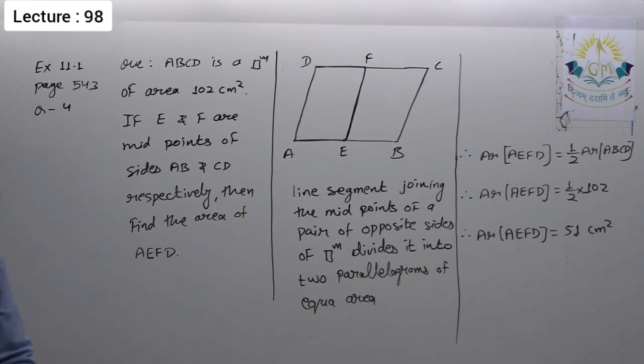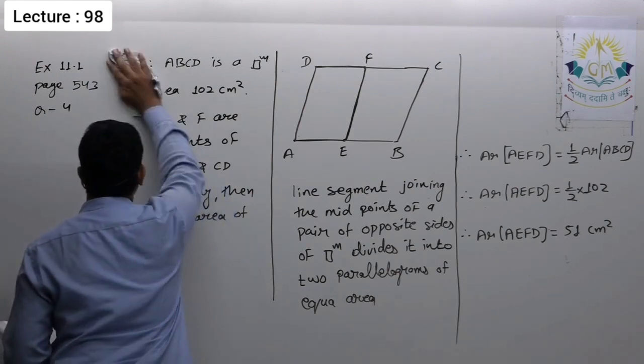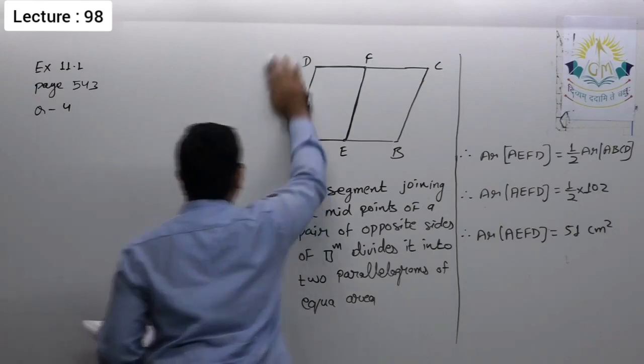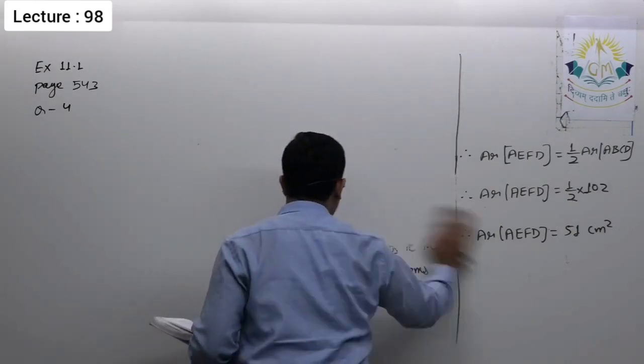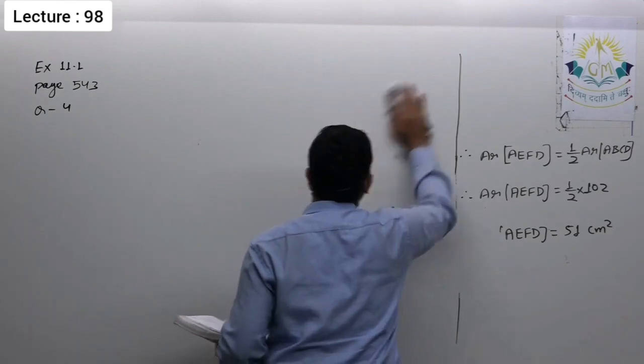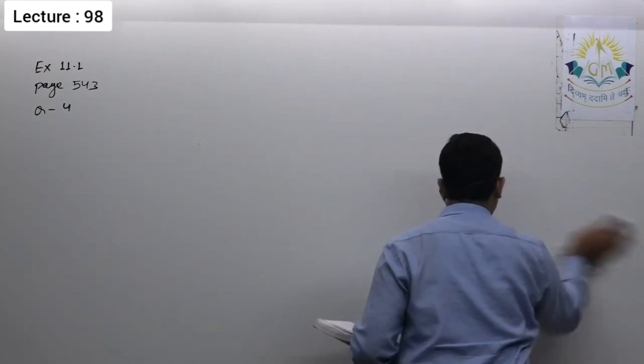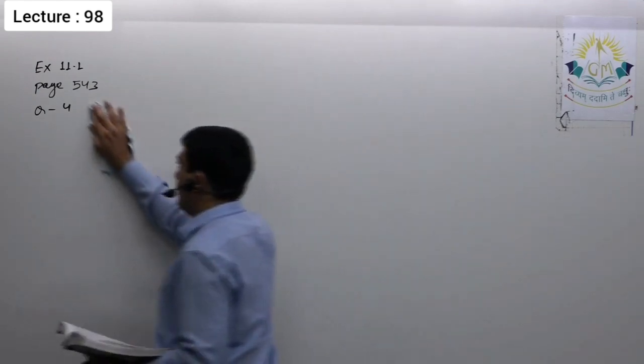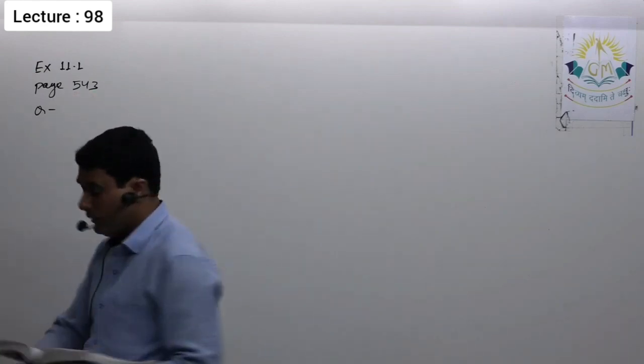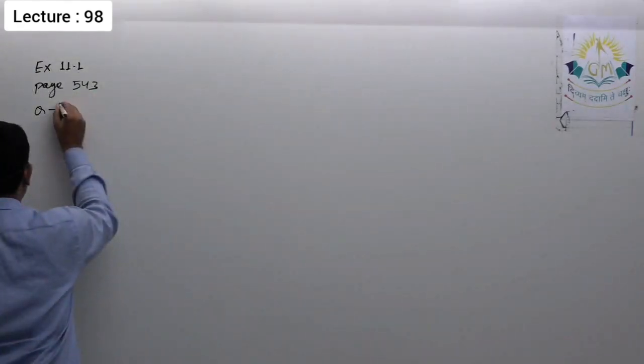Now next we'll see question number 7. There is a diagram in which three parallelograms are given, and we have to find a relation between their areas, or prove that the areas of two parallelograms are equal. So let us see how to solve this.